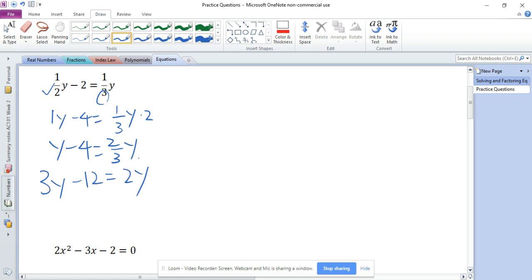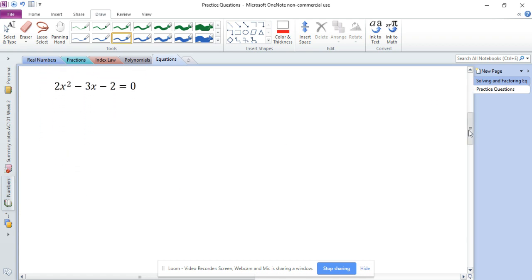Alright, and then move 2y to the left hand side. I have positive y, and move the minus 12 to the right hand side, it is positive 12. That's it. That is the answer. y is equal to 12.